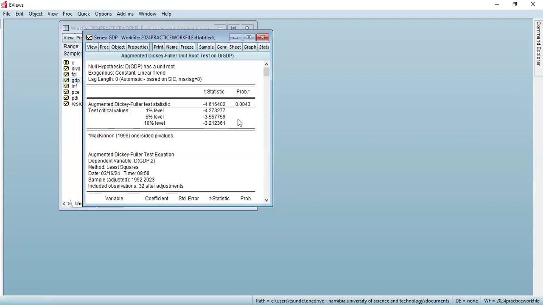Sir, it is now stationary at, I think, the 5% significance level. Zero. You must get this right. We did this exercise. It's stationary, sir. At what percentage? At 1%.